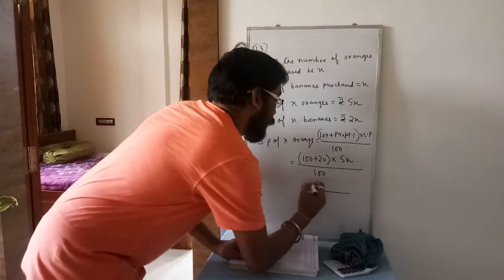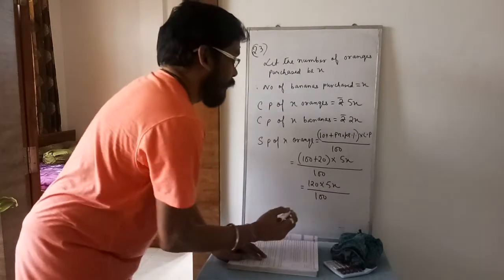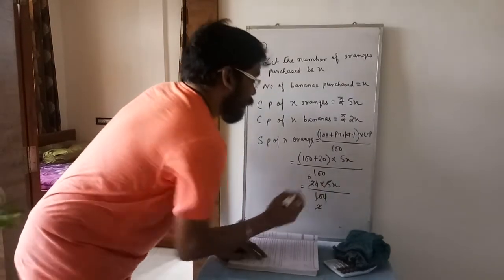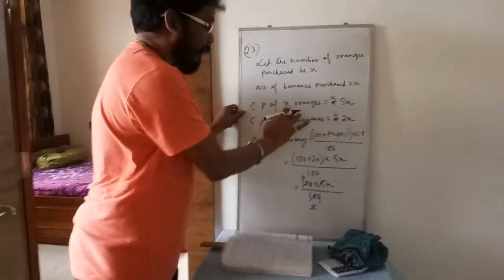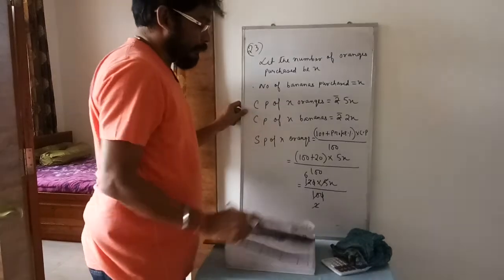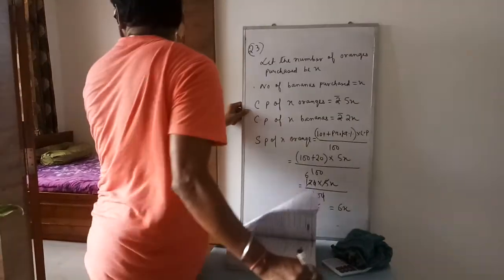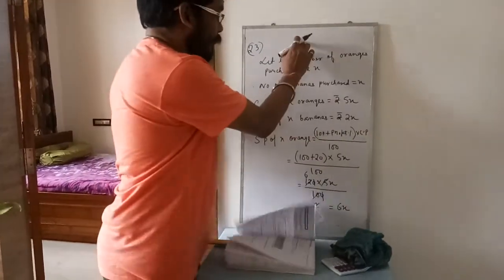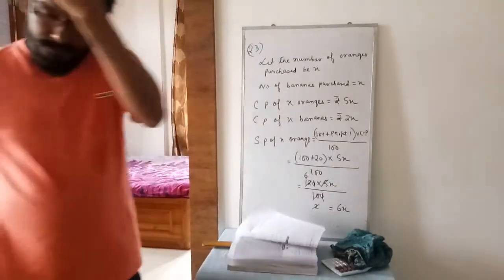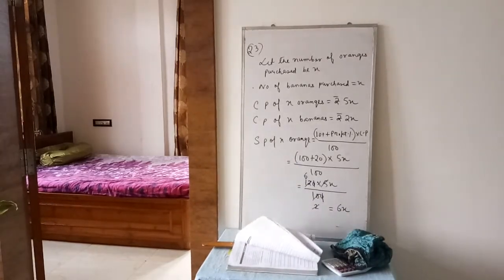So you got 120 into 5x by 100. If you do the calculation, the zeros cancel, 5 twos are 10, 2 sixes are 12, so it is here 6x.